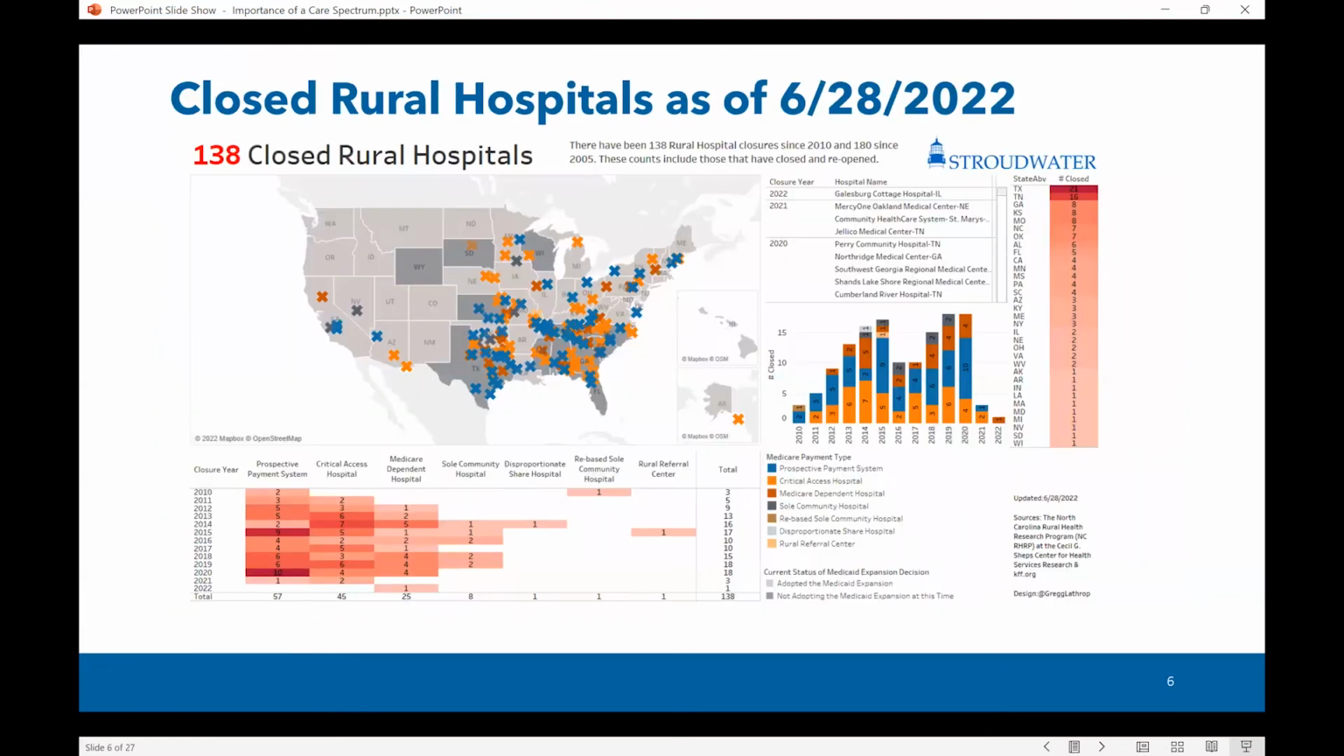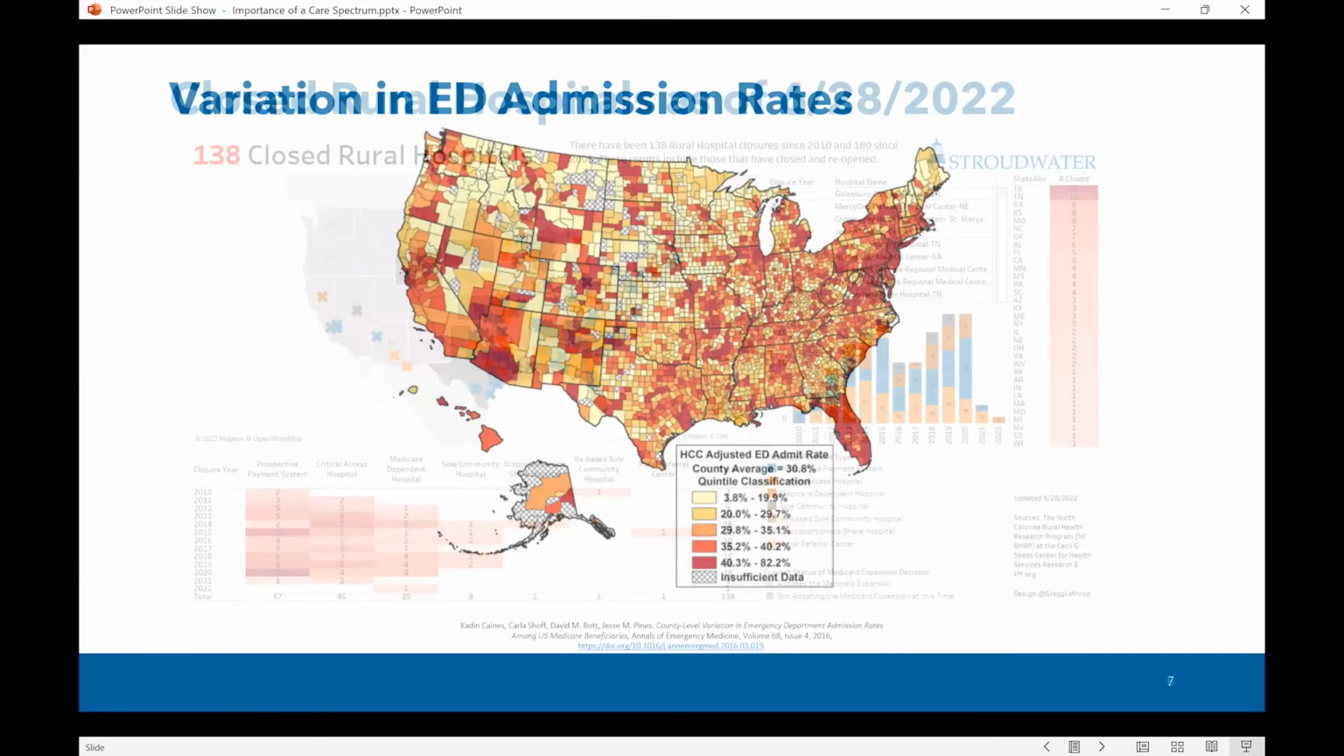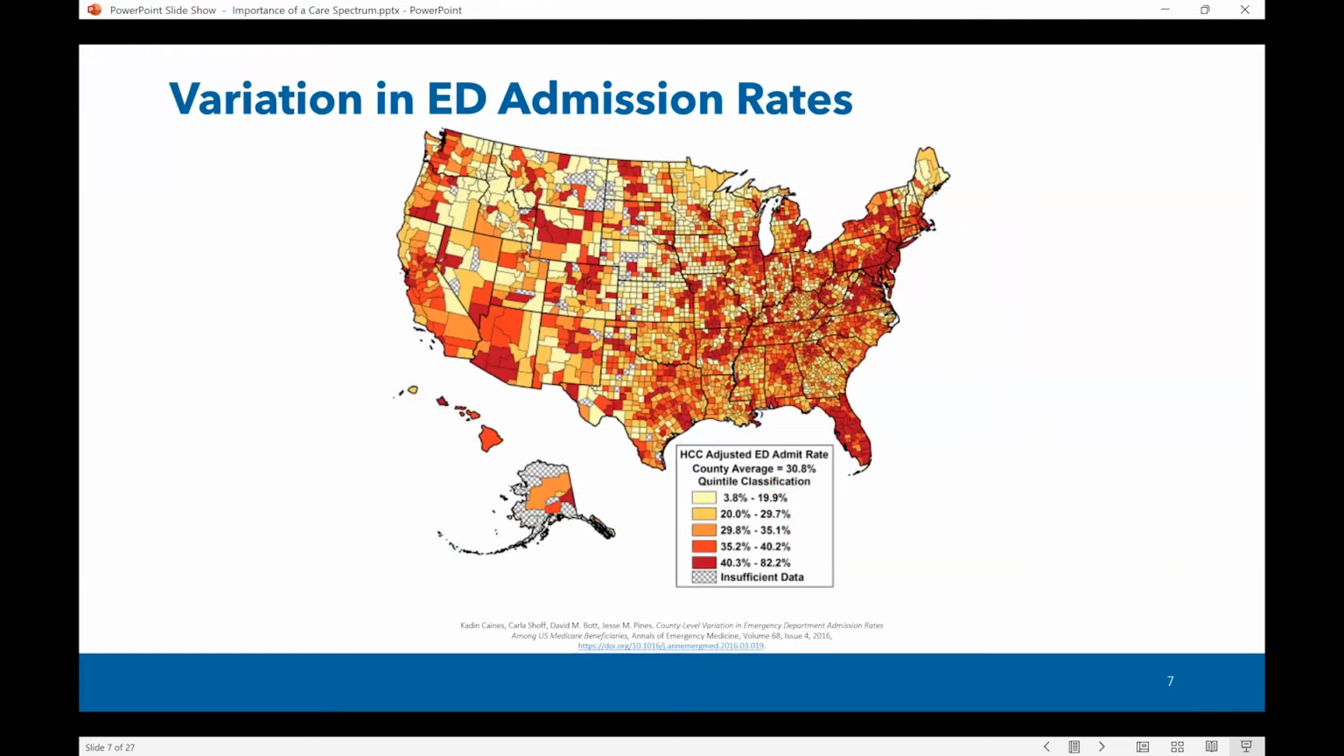This is just a map that we create based on data that we find and to show the rural closures. The last time we ran the map was June the 28th. At that point, since 2010, there have been 138 rural hospital closures. And that's not good. We don't want our hospitals closing in our rural areas because that leaves our communities without care. The variation in ED admission rates is really interesting too.